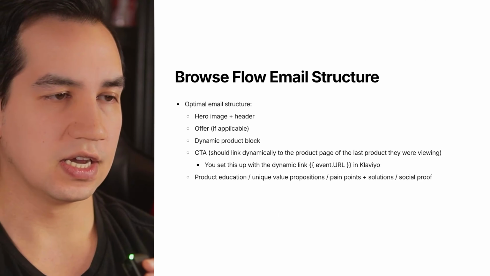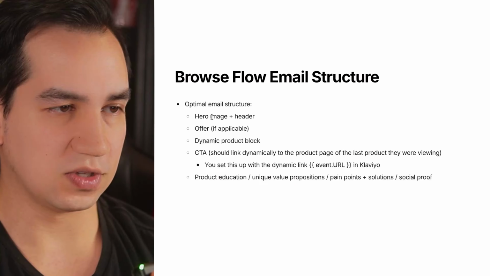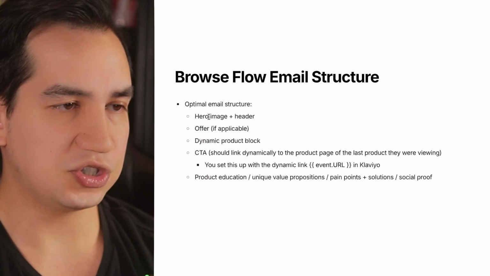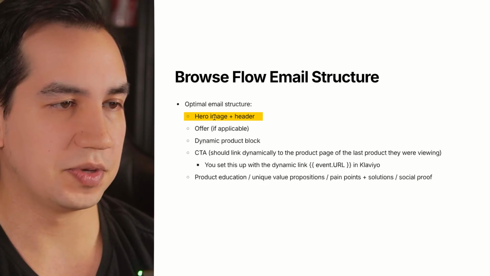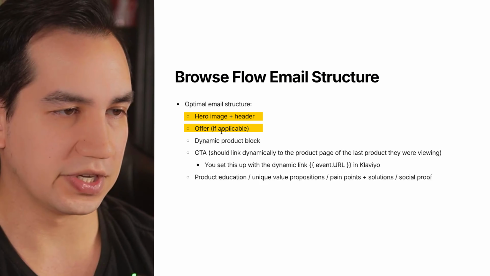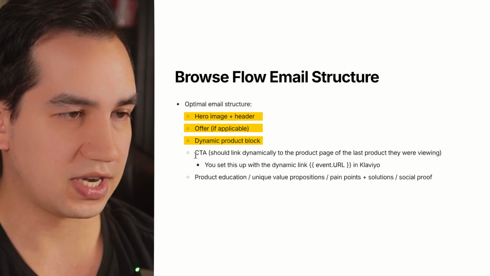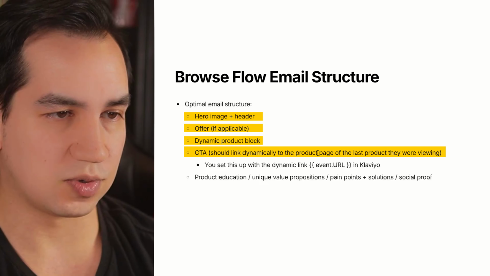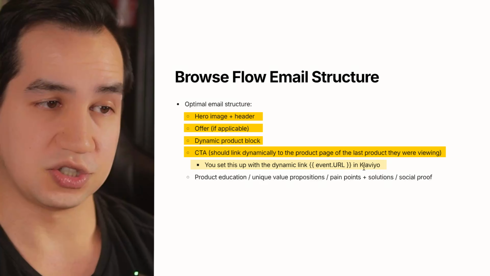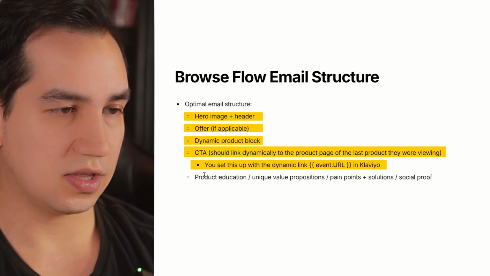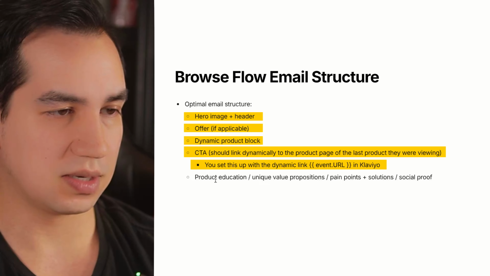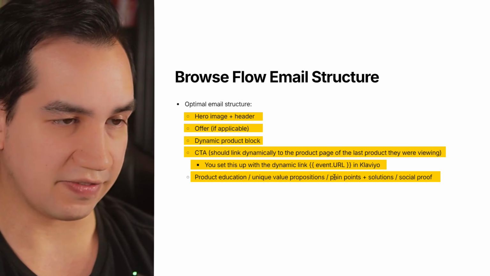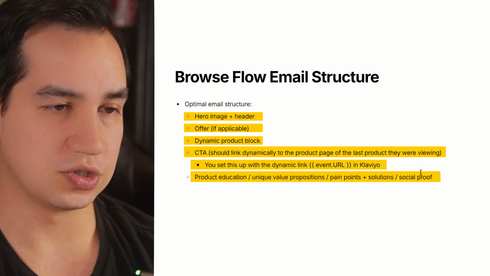All right, and the optimal email structure for the browse flow is going to consist of these elements here, which I'm going to show you in a second. But essentially, just reading them off right here, it's going to be hero image plus header at the top, offer if applicable, dynamic product block right below that, call to action button below the product block. That should dynamically link to the product page of the last product that they're reviewing. I'll show you how to set this up here in a second. And then below the call to action button, you're going to put in your sort of persuasive sales content, which is going to be your product education, unique value propositions, pain points plus solutions, or social proof.